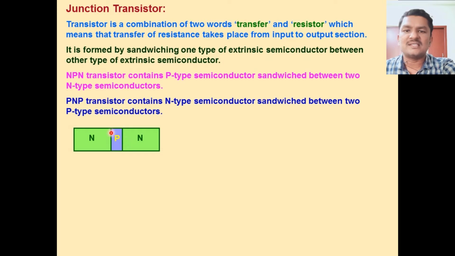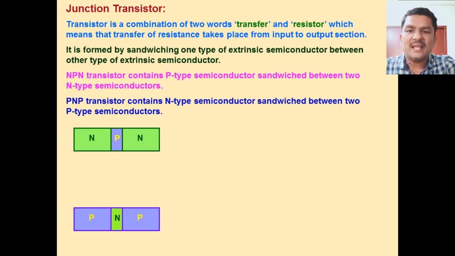Consider a p-type semiconductor. This is a p-type semiconductor, and the other type of extrinsic semiconductor, n-type semiconductors, are sandwiched on either side of the p-type semiconductor. And like that, this is an n-type semiconductor.